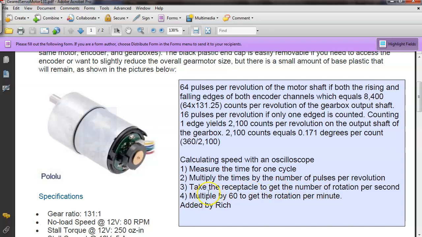Yeah, mine is too. Measure the time for one cycle. The time we got for one cycle was 1.7. Yeah.